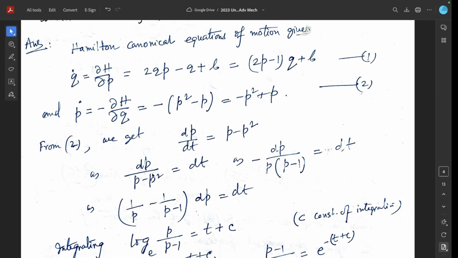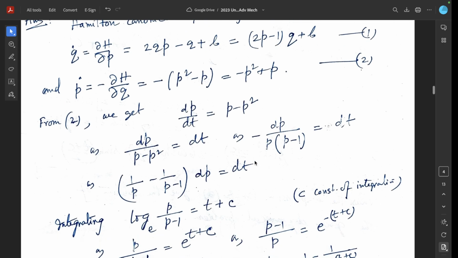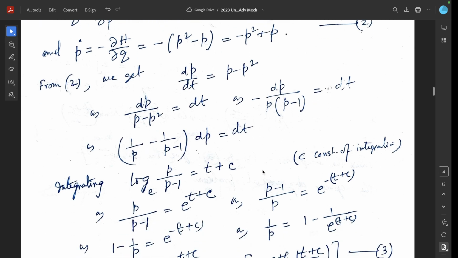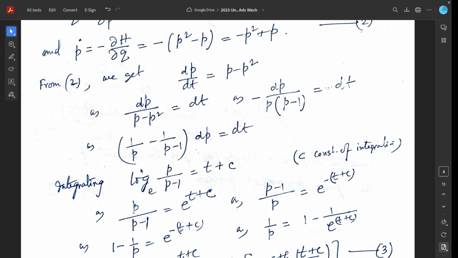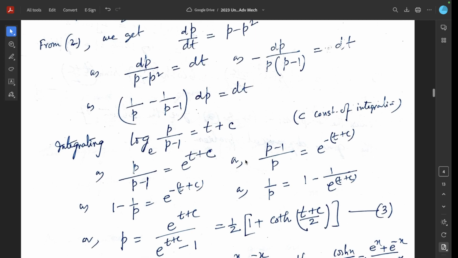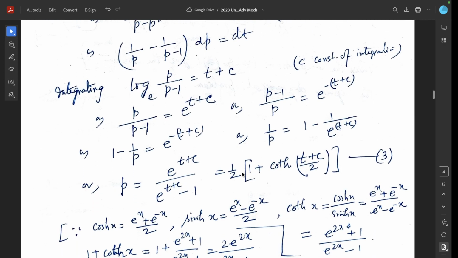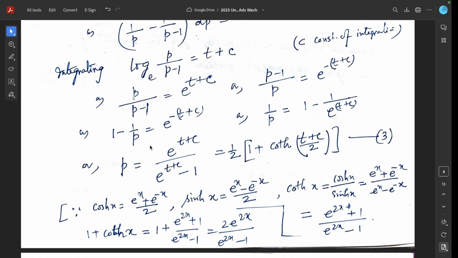So after separation of variables we get dp by (p minus p square) equal to dt, and by partial fractions, (1/p minus 1/(p minus 1)) dp equal to dt, and integrating this, log to the base e of p/(p minus 1) equal to t plus c, where c is a constant of integration. Hence after simplification we get 1/p equal to 1 minus e to the power of minus (t plus c), and hence p equal to this, and this equals half of (1 plus hyperbolic cot of (t plus c)/2).